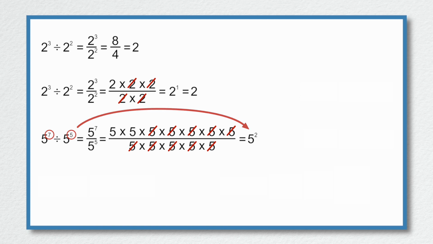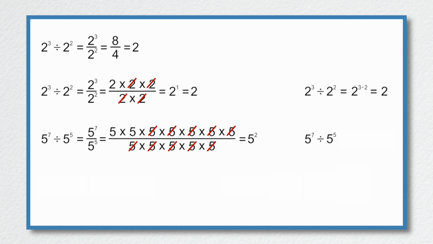So when we are dividing powers, this time we're doing a subtraction. So we're subtracting this power away from this power. So if we were doing this from scratch, 2 to the power of 3 divided by 2 to the power of 2, we would be doing this as 2 to the power of 3 subtract 2, which is equal to 2 to the power of 1, or 2. And if we had 5 to the power of 7 divided by 5 to the power of 5, well, this is 5 to the power of 7 subtract 5, which is equal to 5 to the power of 2.